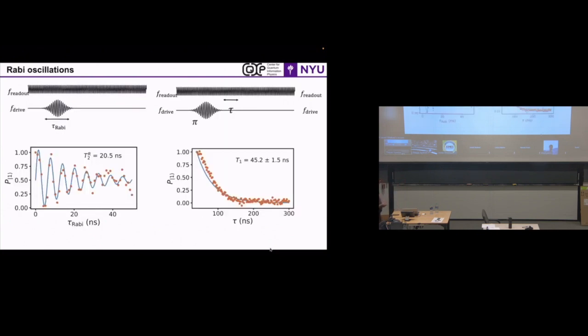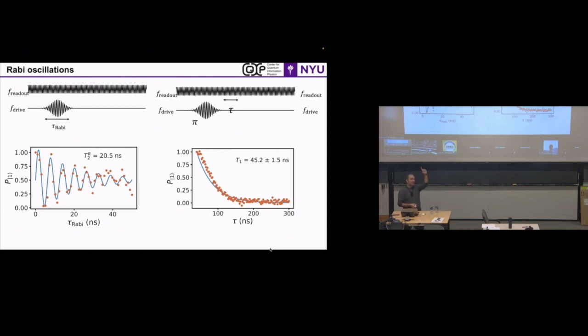But you can nonetheless try to do a Rabi measurement. Basically, you are looking at your readout, seeing what comes out of the qubit. For a very short time, you drive your qubit, and then you look at this coherent oscillation. In our first generation devices, the T2s were around 20 nanoseconds, and T1s were 45.